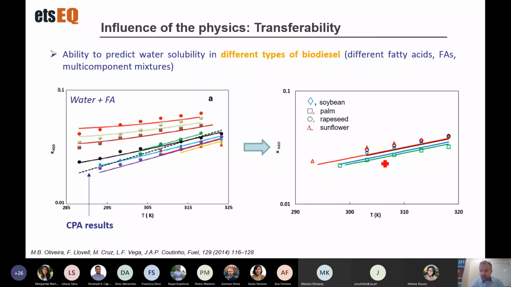These are again predictions from the original calculations. And we can see that, although not perfect, we are able to describe with reasonable accuracy the solubility of water in different biodiesel mixtures.